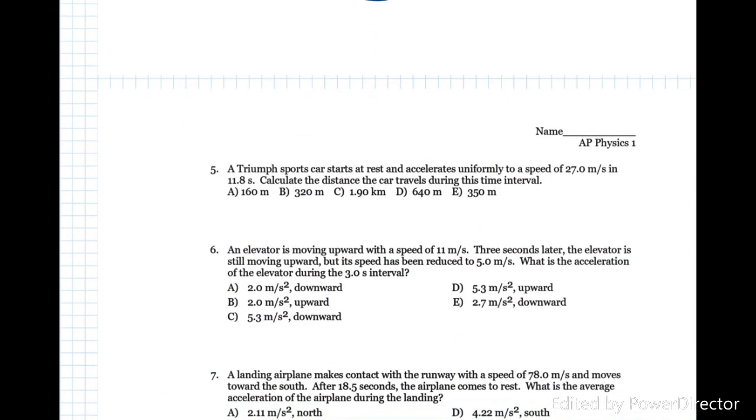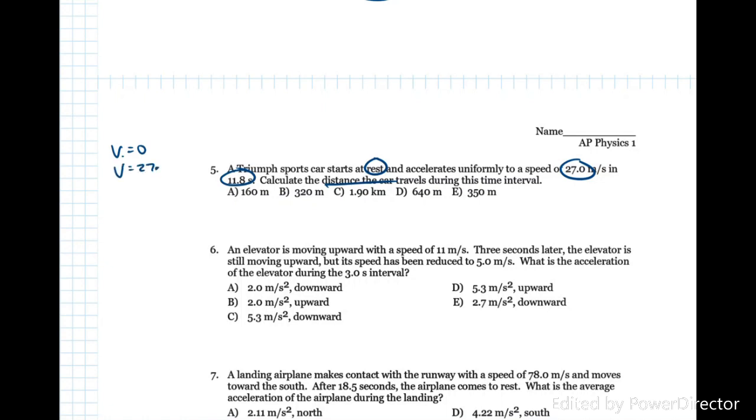For 5, we have a Triumph sports car starting from rest. Tells me the initial velocity is 0. Getting to a speed of 27 meters per second. I mean, the final velocity is 27. 11.8 seconds. Calculate the distance that the car travels during this interval. So, the initial velocity is 0. It says that we start at rest.